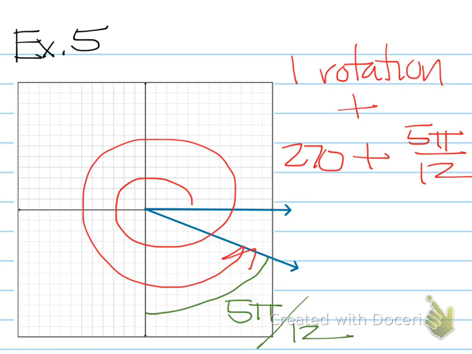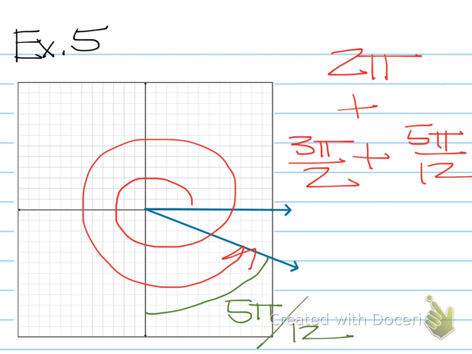All right, we want everything in radians, so 270 degrees is 3 pi over 2 radian. And then 1 full rotation around the circle is going to be 2 pi, so we can replace that 1 rotation with 2 pi. Add 3 pi over 2 and 5 pi over 12. 3 pi over 2 is the same thing as 18 pi over 12. So when I add 18 pi over 12 plus 5 pi over 12, I get 23 pi over 12.